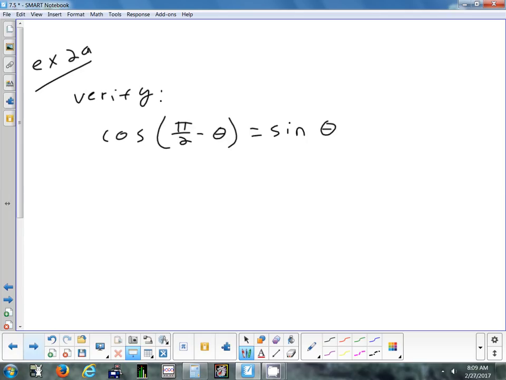Okay, this one is a little different. This one is a verify, which is more of a proof. And it says the cosine of pi over 2 minus theta is exactly the same as the sine of theta. If you remember when we did graphing, sine and cosine were phase shifts of each other. This is kind of proving that idea.